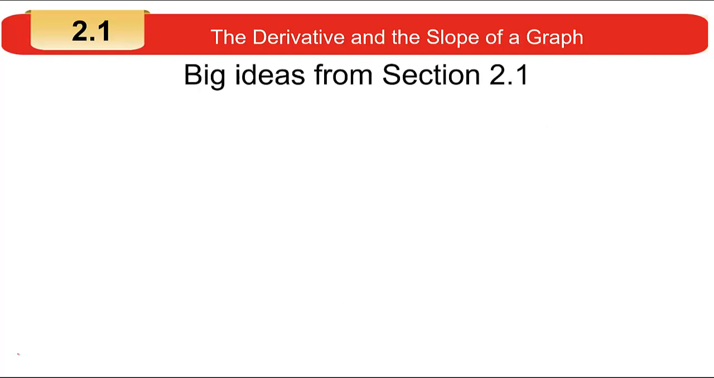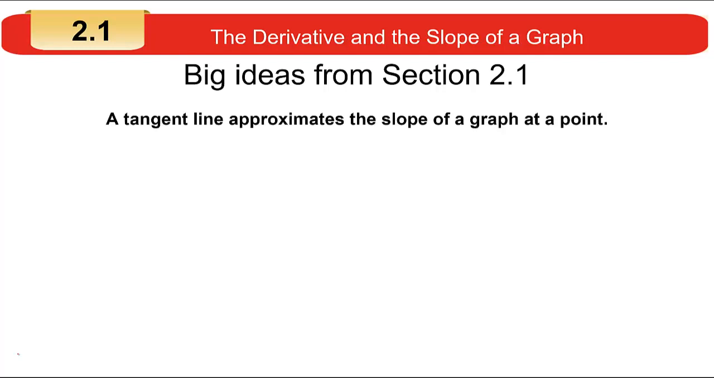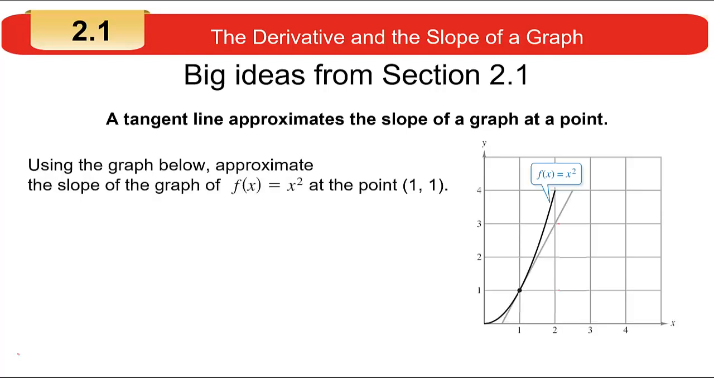So the big ideas, I guess there are really two big ideas from this first section, and that is a tangent line approximates the slope of a graph at a point. If you look at this graph here, this is f of x equal x squared, just a typical simple function. If you look at the point 1, 1, you can see that this tangent line that's drawn in touches at exactly one point, and you're sort of guessing, if you just draw it in by sight, where that line should lie.